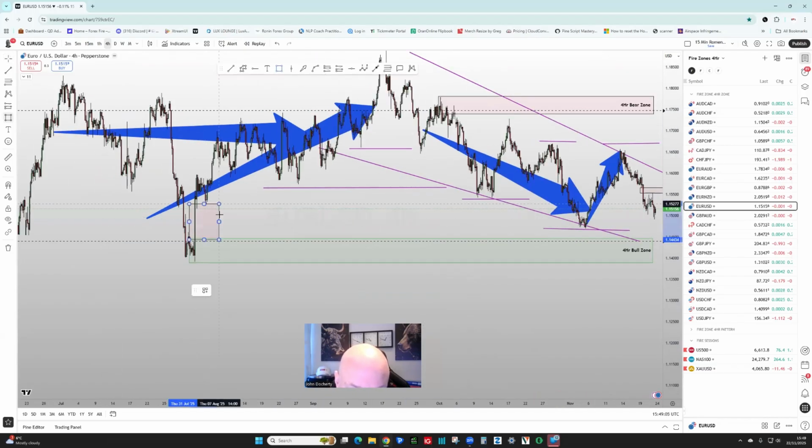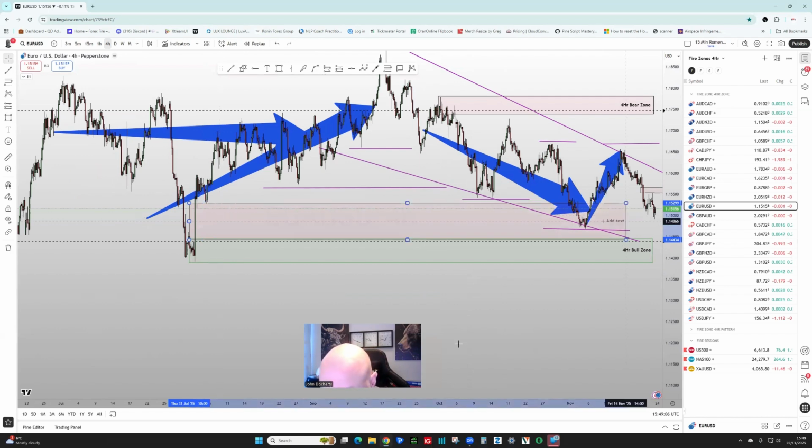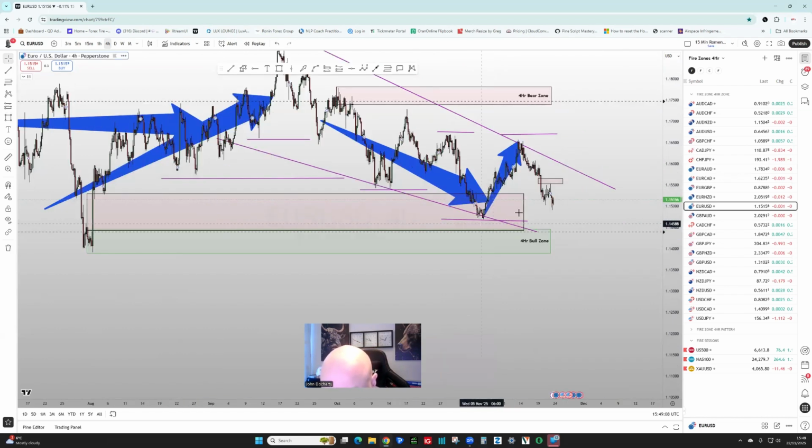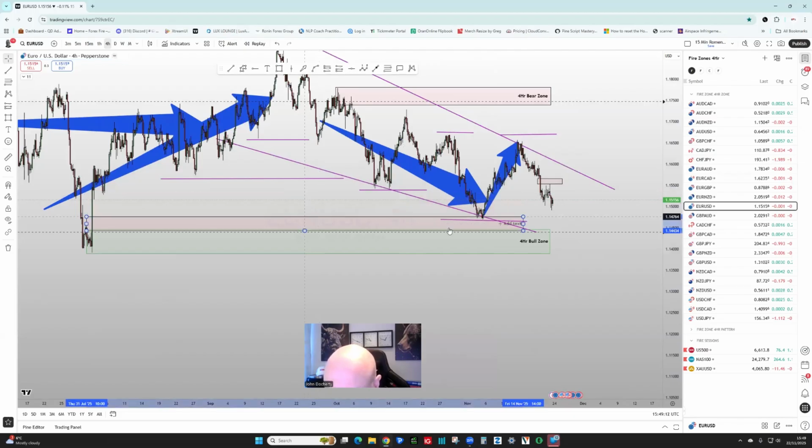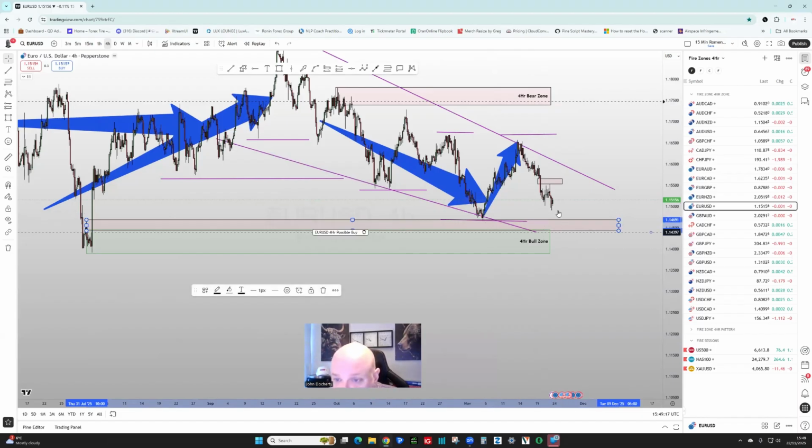When we look to this left-hand side, we can clearly see fair value here, a massive draw on liquidity. It's trying to tap into it. It's tapped into it by the 50%, which is the medium. It's left a little bit on the table there, where I think we'll get a reaction point from.